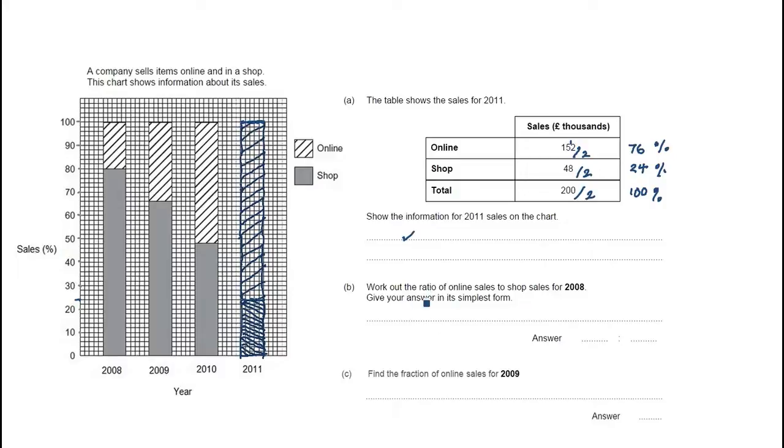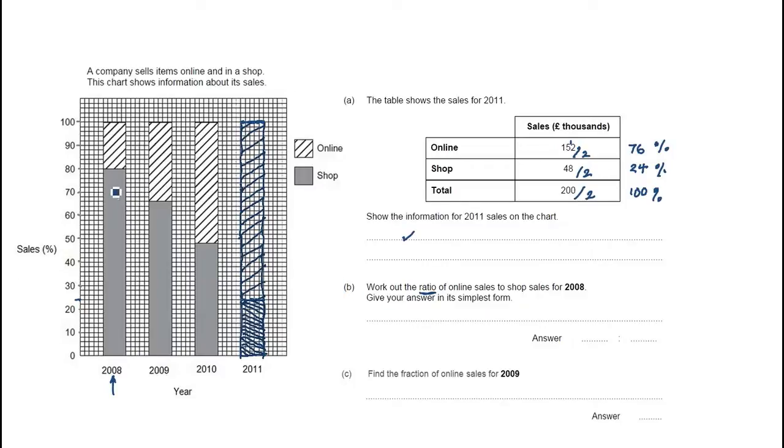Now, part B, work out the ratio of online sales to shop sales for 2008. So the key thing here is we've got to work out a ratio, so we've got to understand ratios. Give your answer in its simplest form. So the ratio of online to shop sales for this bar here, 2008.